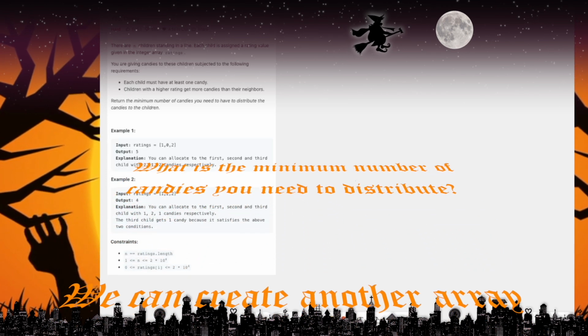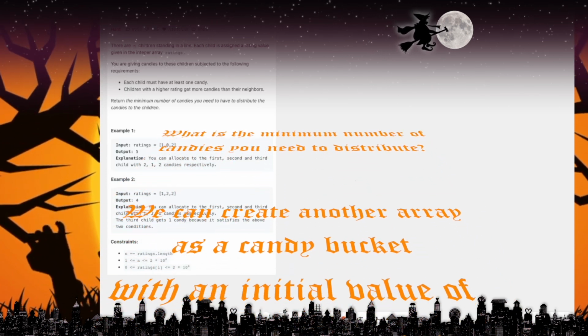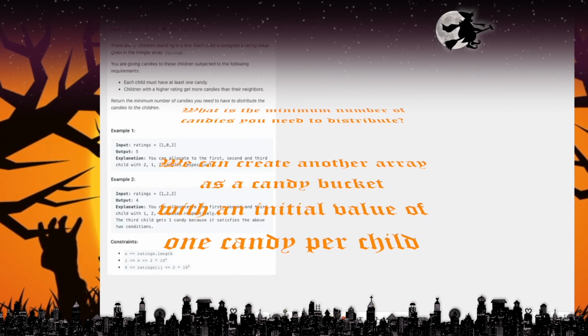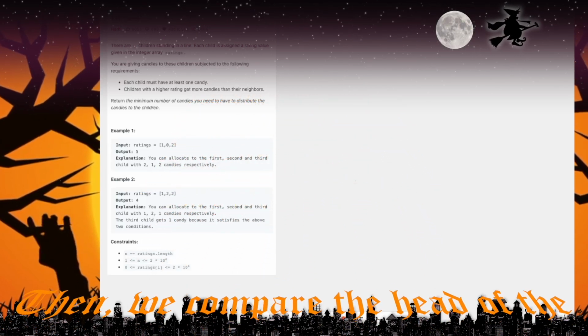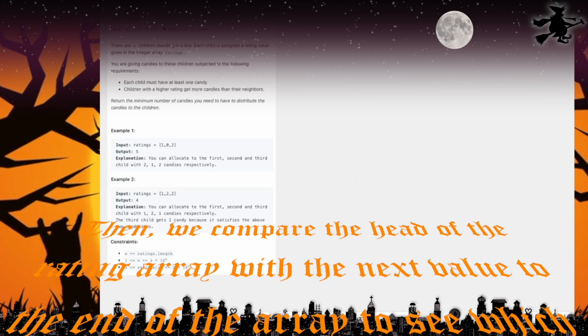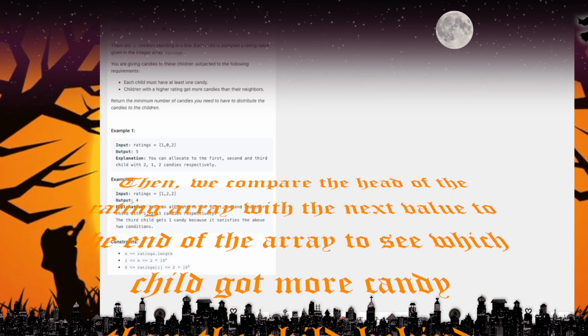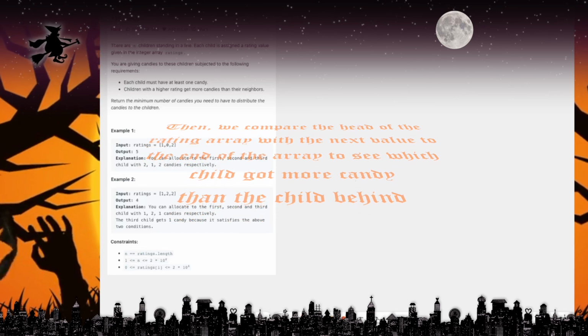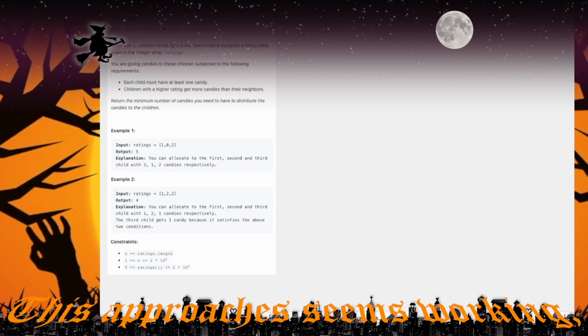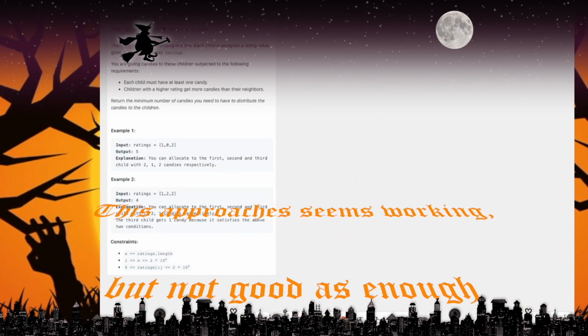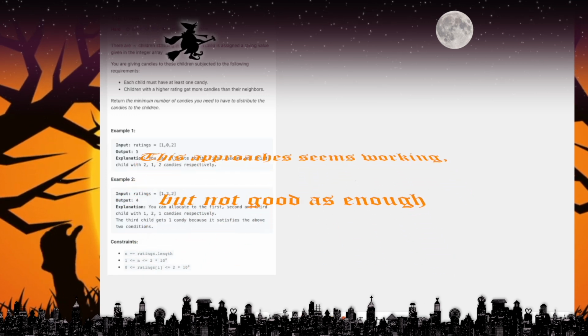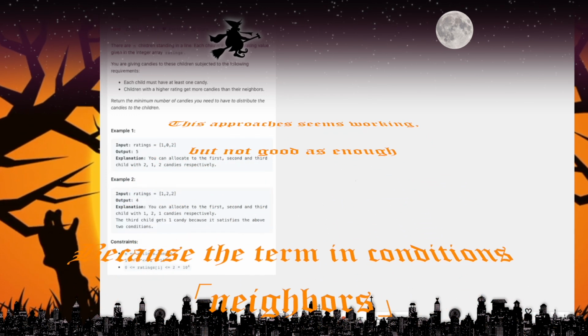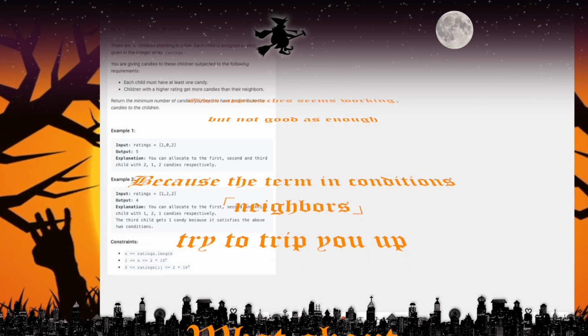We can create another array as a candy bucket with an initial value of 1 candy per child. Then, we compare the head of the rating array with the next value to the end of the array to see which child got more candy than the child behind. This approach seems to work, but it is not good enough, because the term "neighbors" in the conditions tries to trip you up.